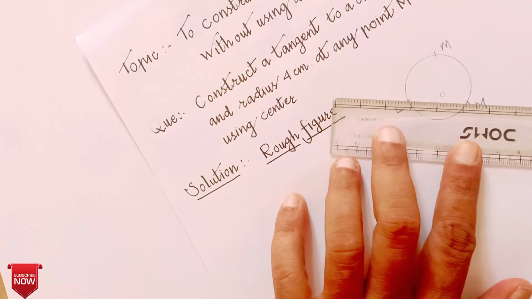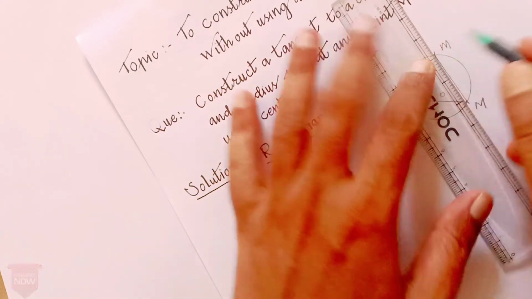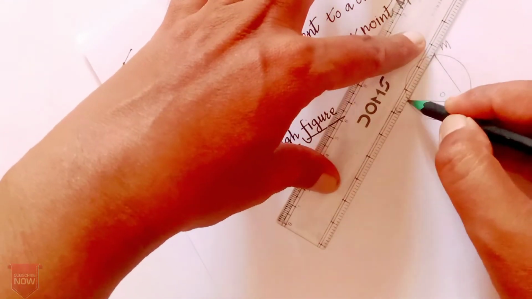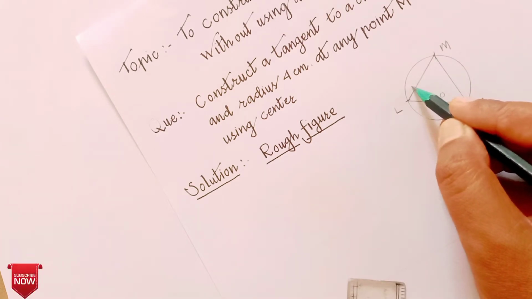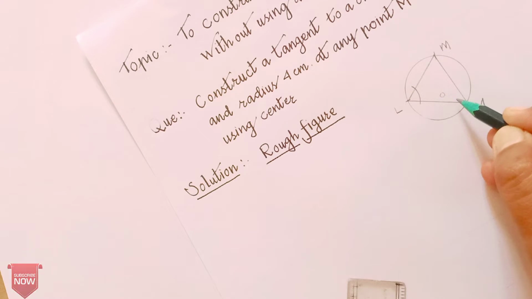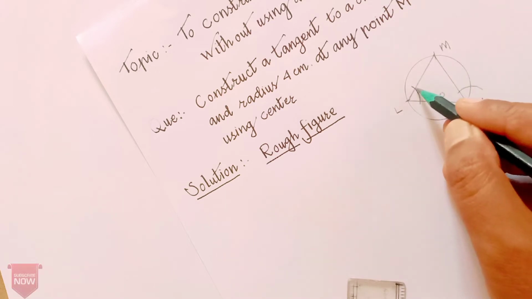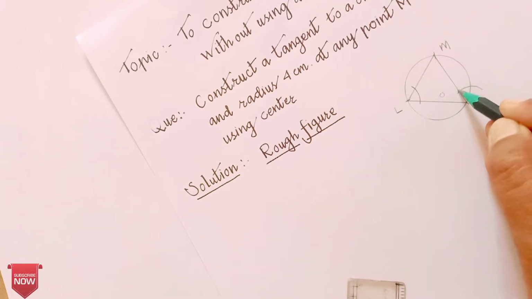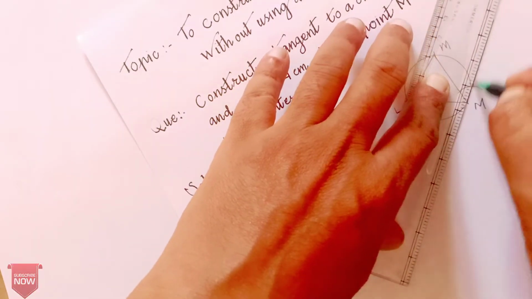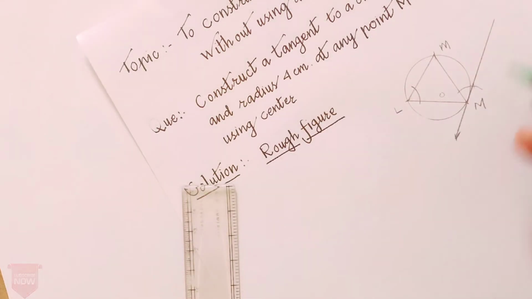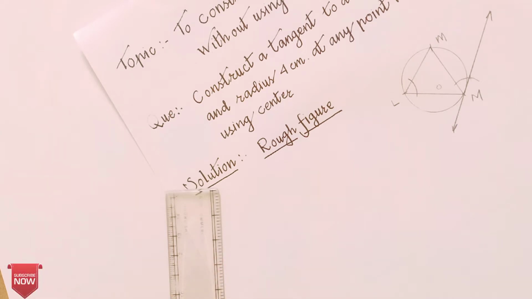After that you join these, and for that what we will do, we will draw the arc here. In the same way we will also draw the arc here. By taking this distance you have to again mark here, so it will be your tangent. This is the rough figure, so this is your tangent drawn to a circle without using a center.